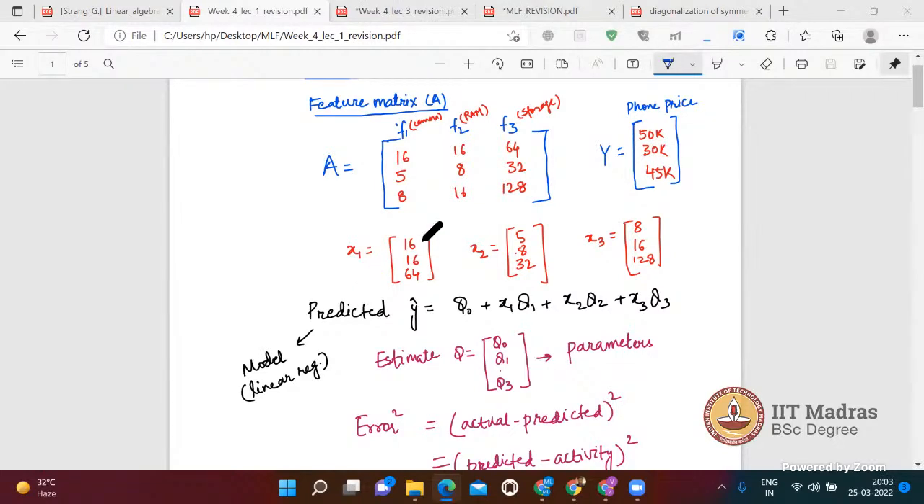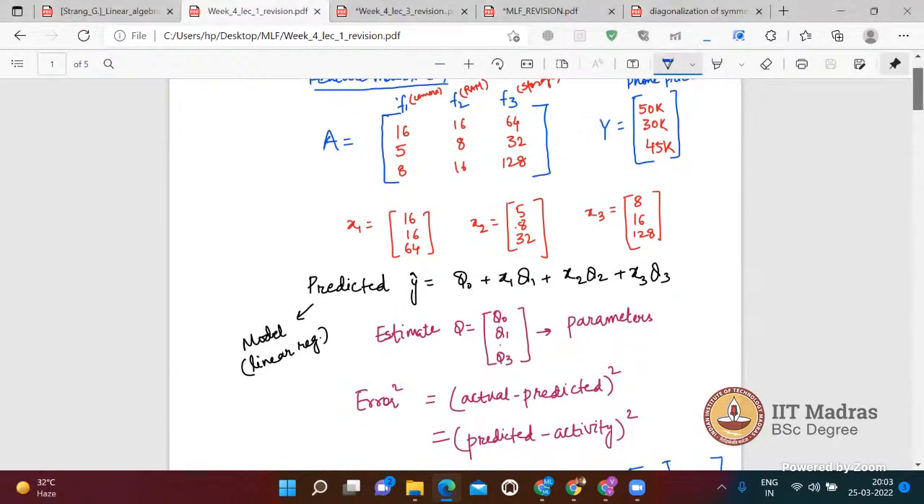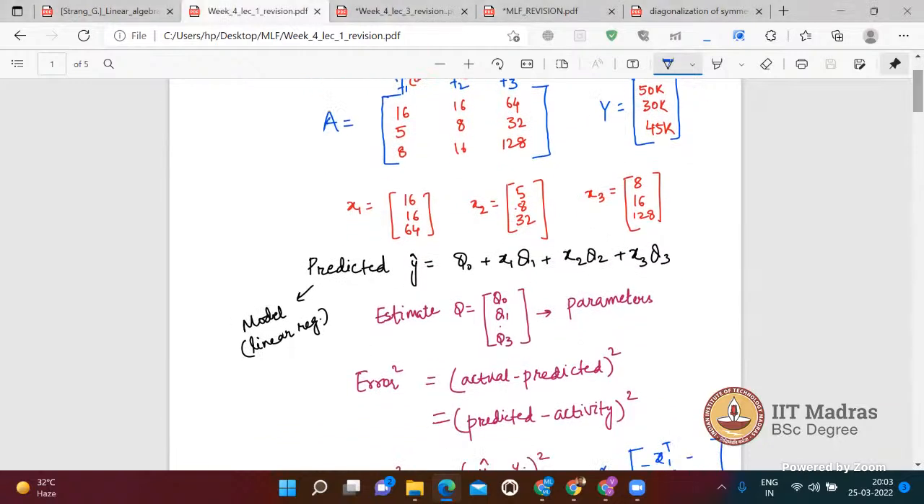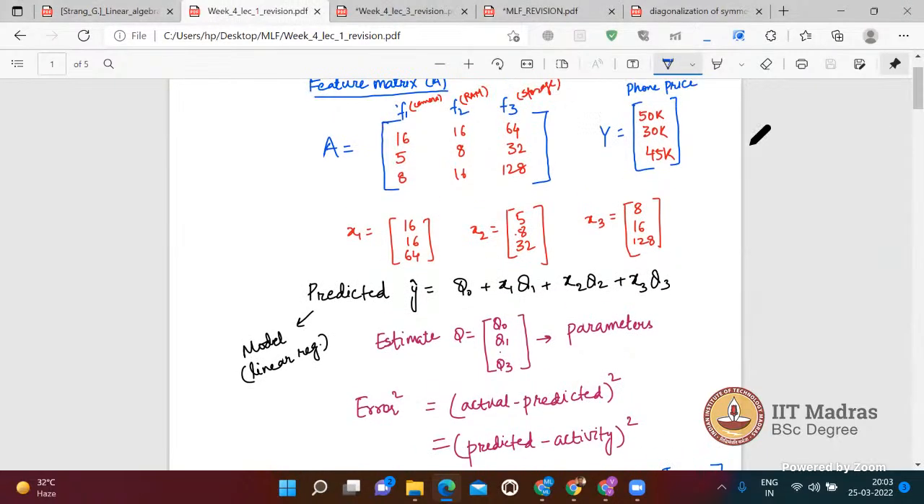The first data point can be written in this form: the first feature is 16, the second is 16, and the third is 64. In this way, all the features of one observation can be written in the form of a column. So now we can write this features matrix, which is A, and we also have the labeled value.